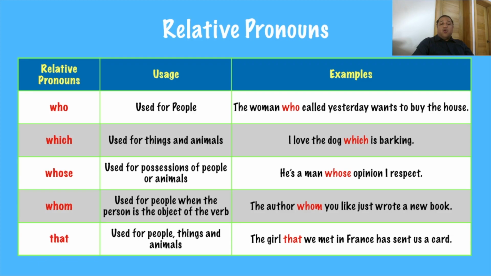Relative pronoun whose is used for possessions of people or animals. For example, he is a man whose opinion I respect. Relative pronoun whom is used for people when the person is the object of the verb. For example, the author whom you like just wrote a new book.